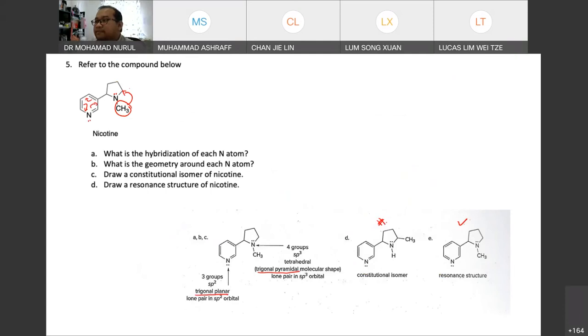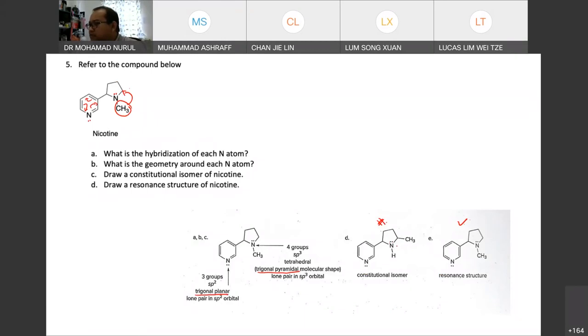Ashraf, yes. Try to see question number five. For the resonance structure of nicotine, can I move the pi bond? See the nitrogen at the bottom? Right. Can I move the pi bond beside the nitrogen and move it to the nitrogen?